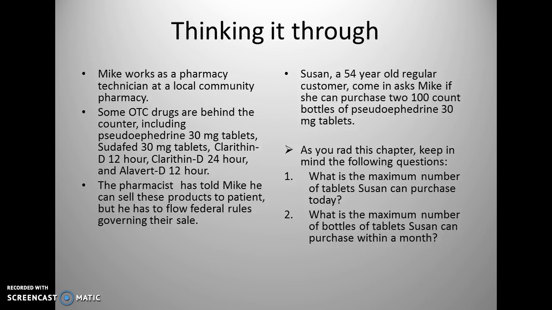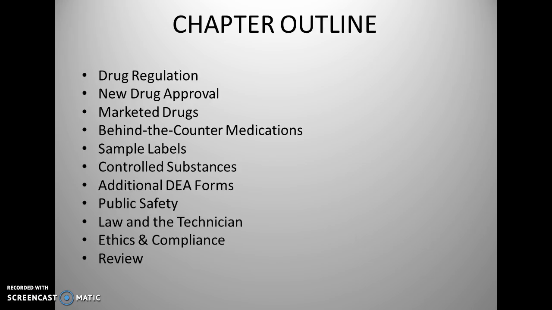rules governing their sale. Susan, a 54-year-old regular customer, comes in and asks Mike if she can purchase two 100-count bottles of pseudoephedrine 30 milligrams tablets. As you read this chapter, keep in mind the following. 1. What is the maximum number of tablets Susan can purchase today? And 2. What is the maximum number of bottles of tablets Susan can purchase within a month? And so we will come back to this question later on in this lecture series involving Chapter 3.